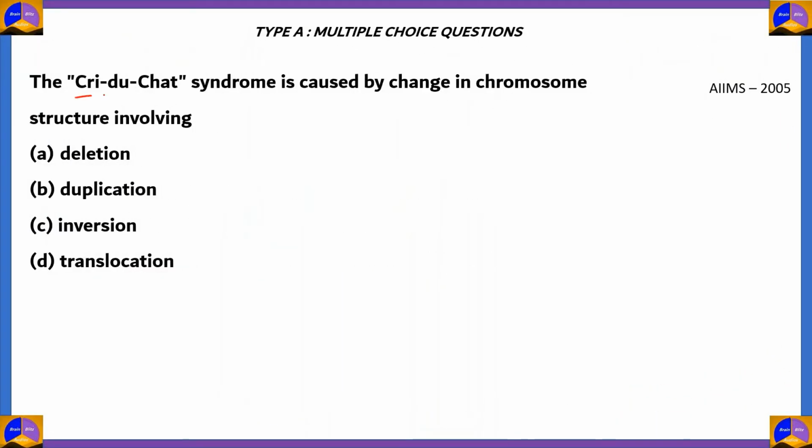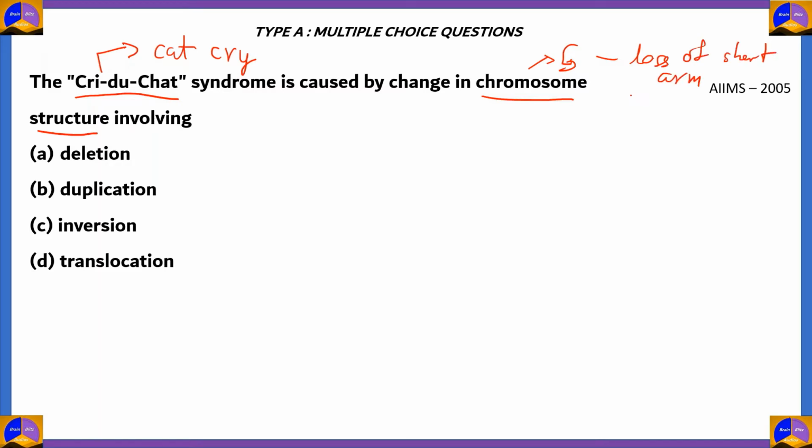Moving on, the Cri-du-Chat syndrome is caused by change in chromosome structure involving deletion, duplication, inversion, or translocation. So let's look at what our question is saying. Cri-du-Chat is cat cry. So this is known as cat cry syndrome, and it affects chromosome number 5, and there is the loss of short arm. So whatever the change is present in the syndrome will have the loss factor calculated in it.